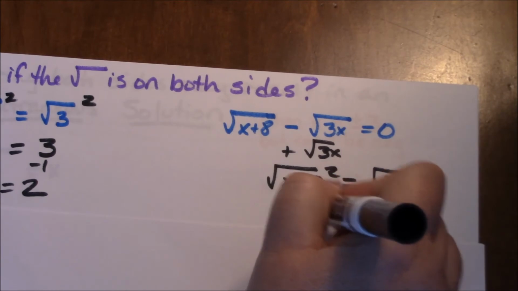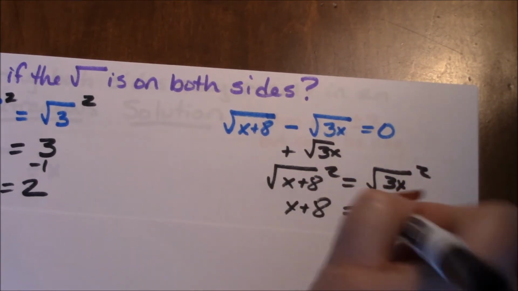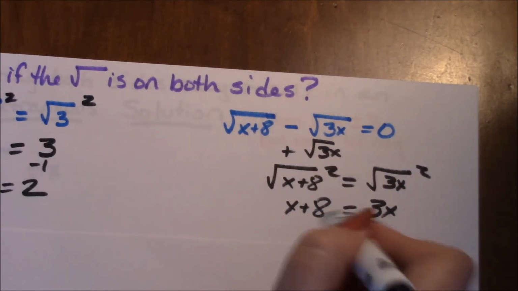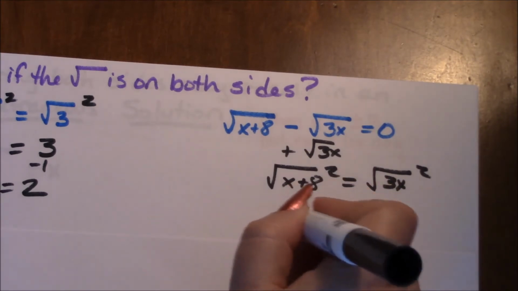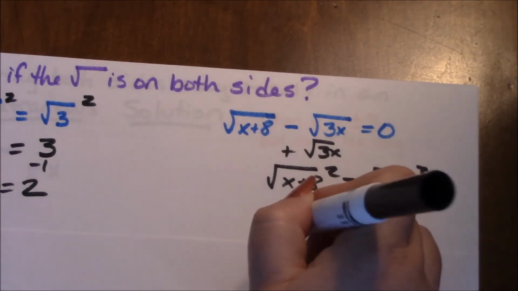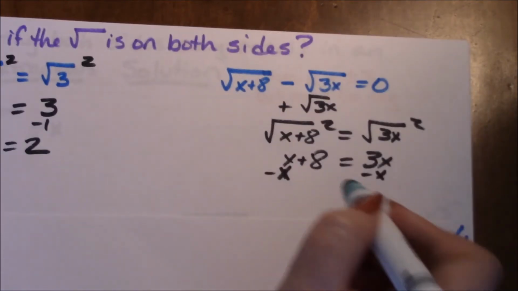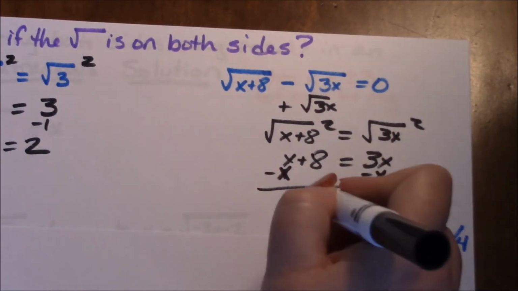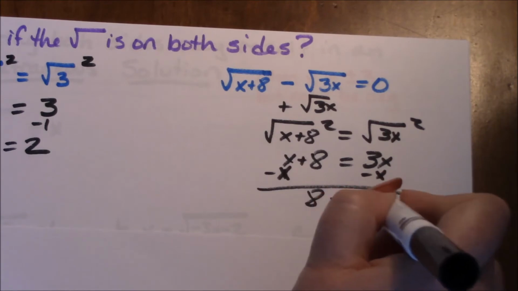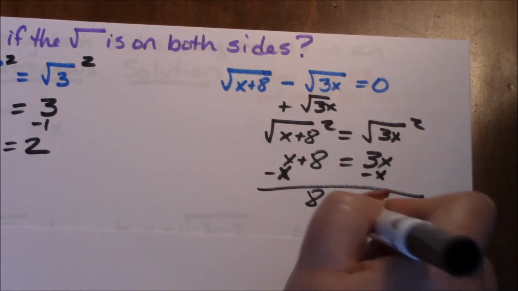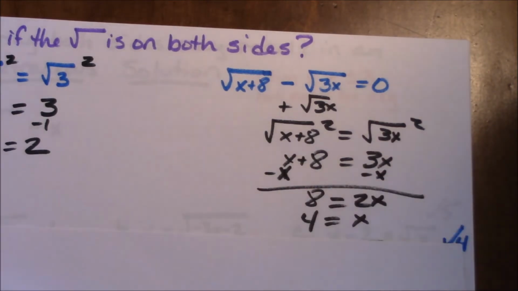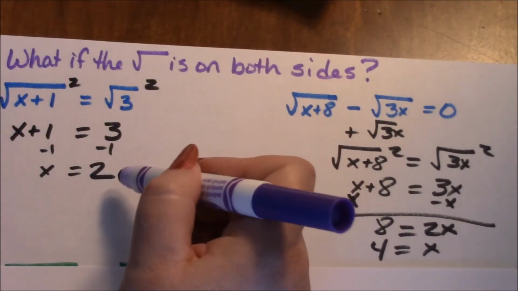x plus 8 equals 3x, and I want the numbers on one side and the x's on the other, so I'm going to subtract an x on both sides, so that 8 equals 2x, and now I'm going to divide by 2, so x equals 4. Now we're going to go back through and check.